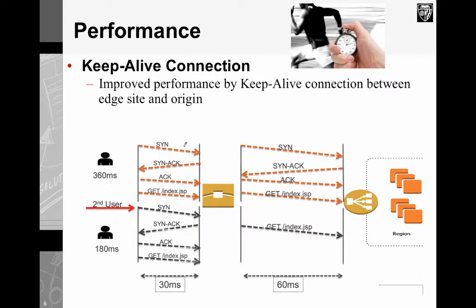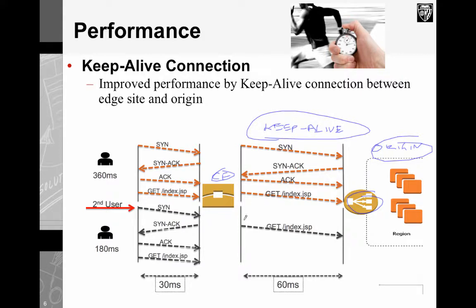Now let's see how Keep Alive makes things better. What you're seeing over here is the origin server. That hasn't changed. That's the load balancer for the origin server. We also have CloudFront, which is an edge server, and it is using Keep Alive connection. So this connection between CloudFront and the origin server is a Keep Alive connection. And the time lag between these two is about 60 milliseconds.